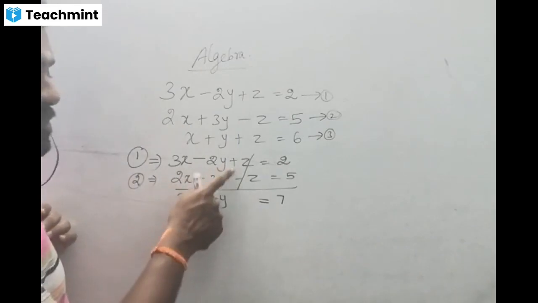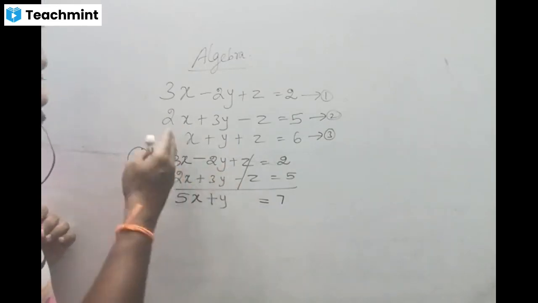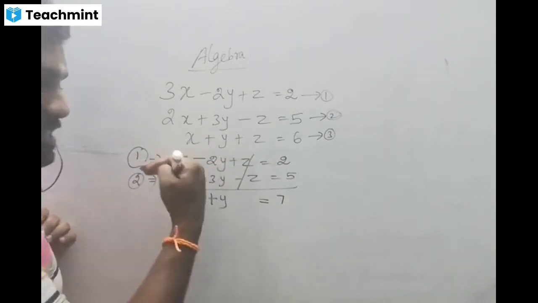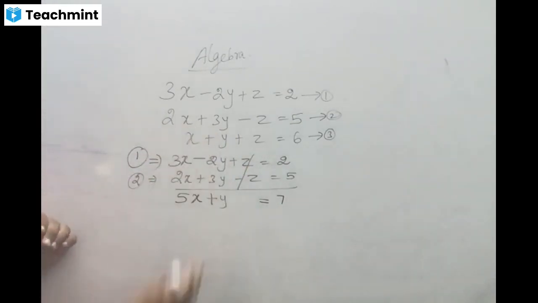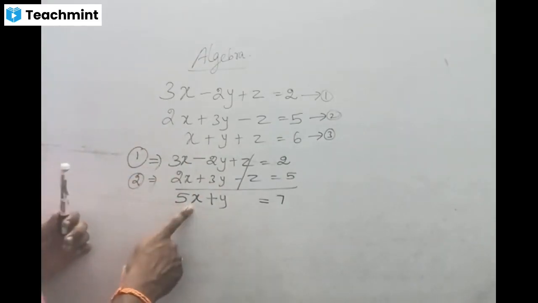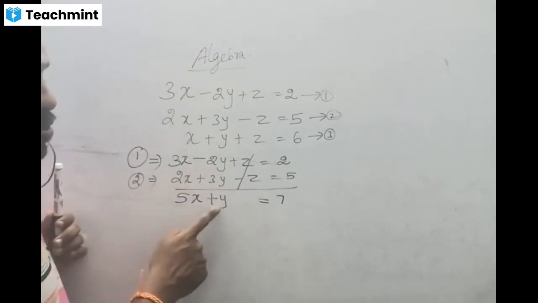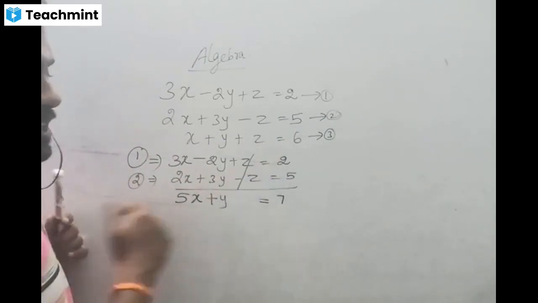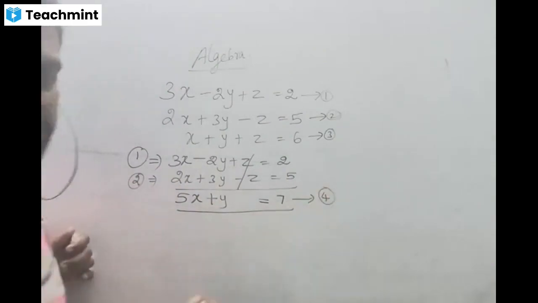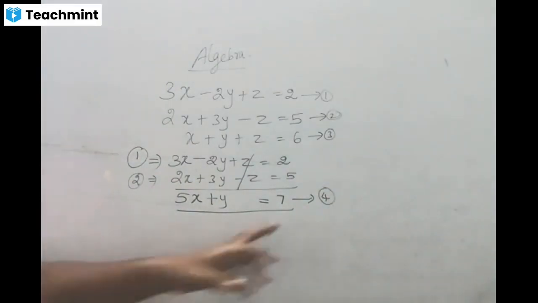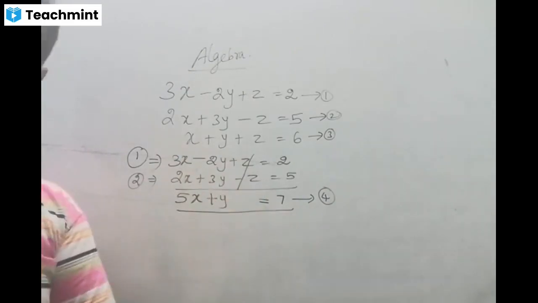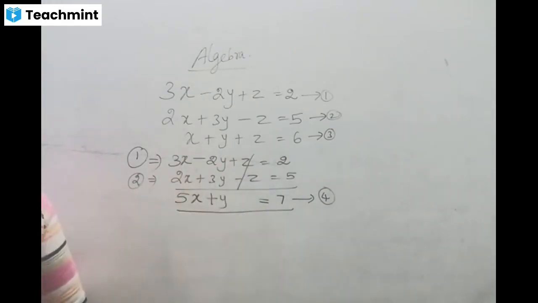If we have different signs for the variable, then we have to add the equations. If we have the same sign, then we have to subtract the second from the first one. Here we have alternate signs, so just add these two. Then 3x plus 2x equals 5x, 3y minus 2y equals y, 2 plus 5 equals 7. This is equation number 4, as we discussed earlier. So equation 4 contains only the variables x and y. No z is here, because that has cancelled from both 1 and 2.